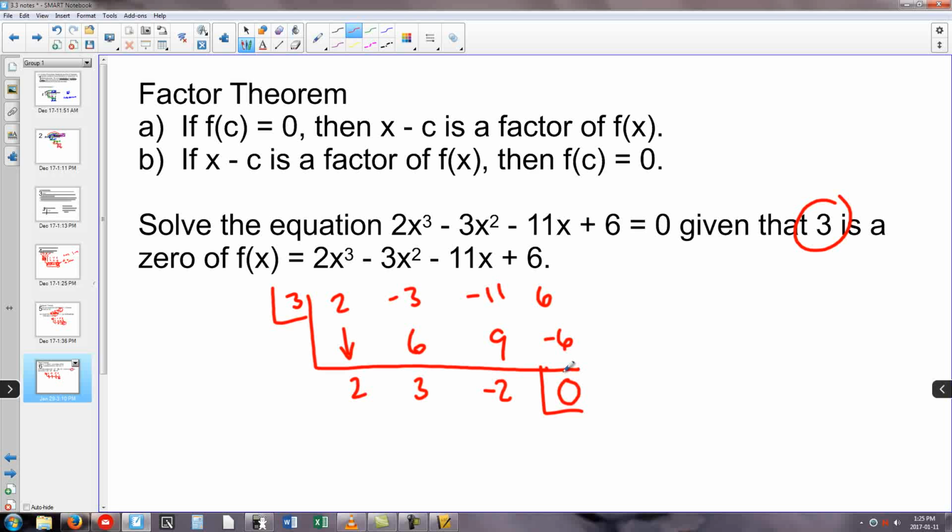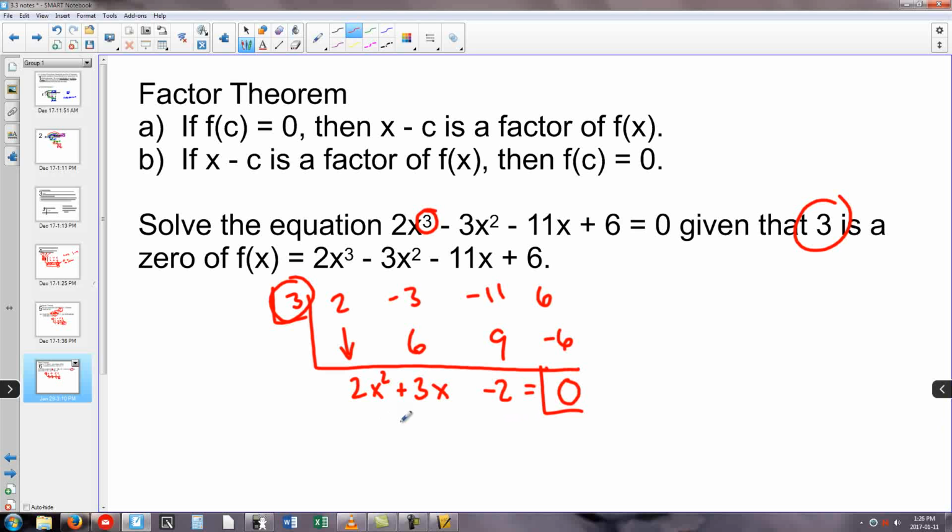Now I would like to find all of the zeros. Notice it's an x cubed equation, which means I'm looking for 3 solutions. But I only have 1. That's the number 3. I need 2 more. Well, the way we can do this is by making it 2x squared, because it was x cubed, it is now x squared, plus 3x minus 2 equals 0. And we want to factor this and solve it.